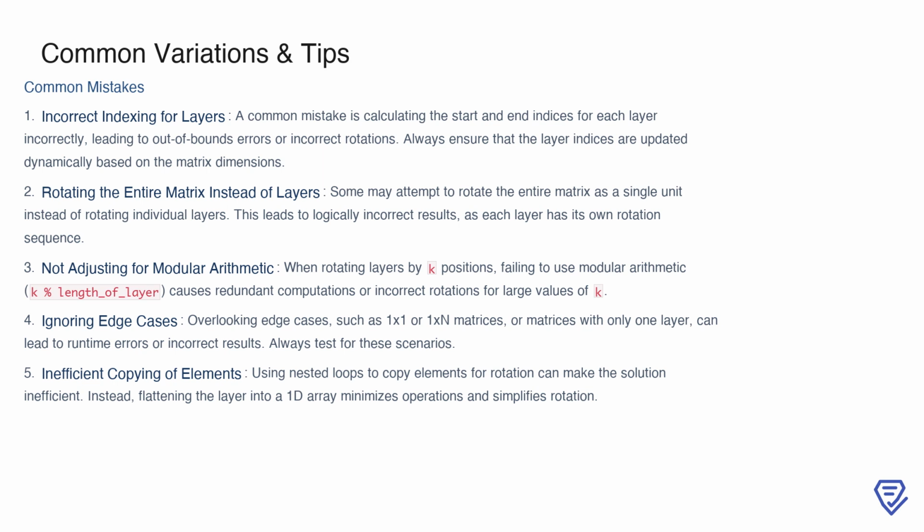Finally, inefficient copying of elements using nested loops can slow down the solution significantly. A better approach is to flatten the layer into a one-dimensional array for simpler and faster processing. Keeping these points in mind will help you avoid common stumbling blocks.